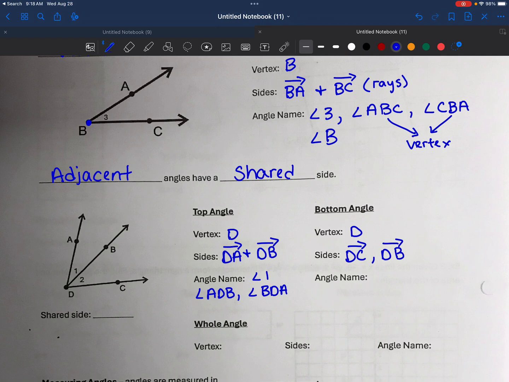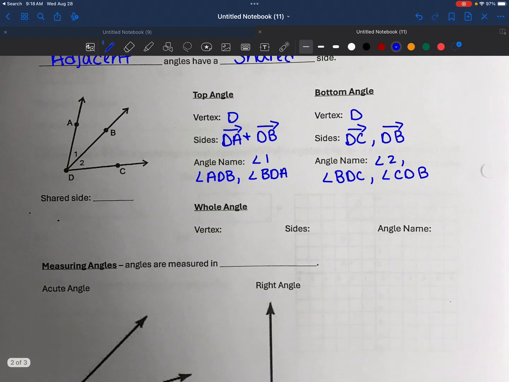Okay. All right. Who can name any of my three angles? Felipe? All three. Sure. Angle 2, angle BDC, and angle CDB. Good. Very good.